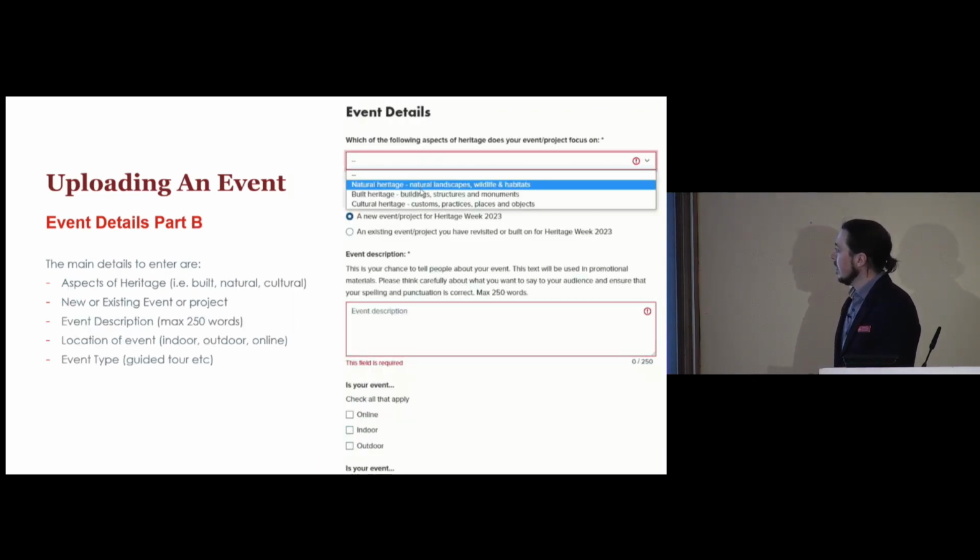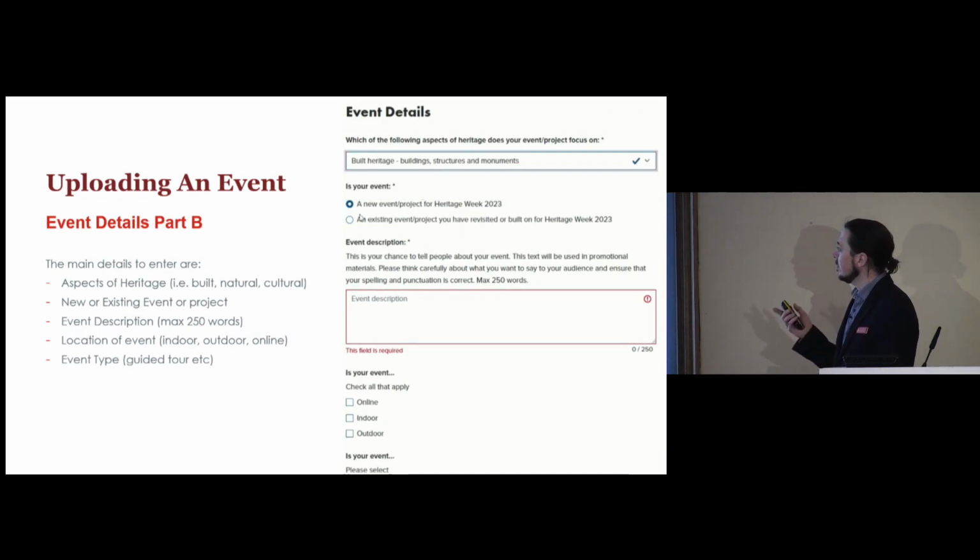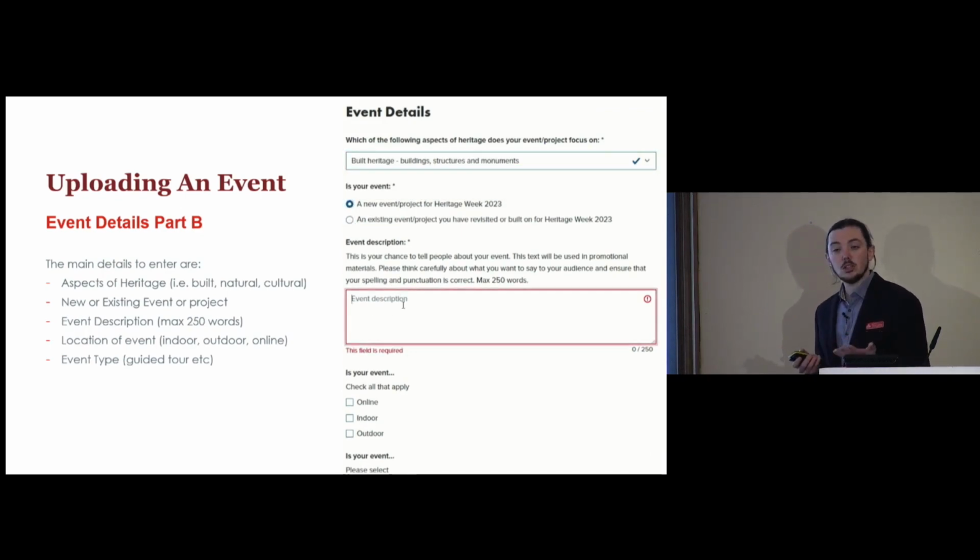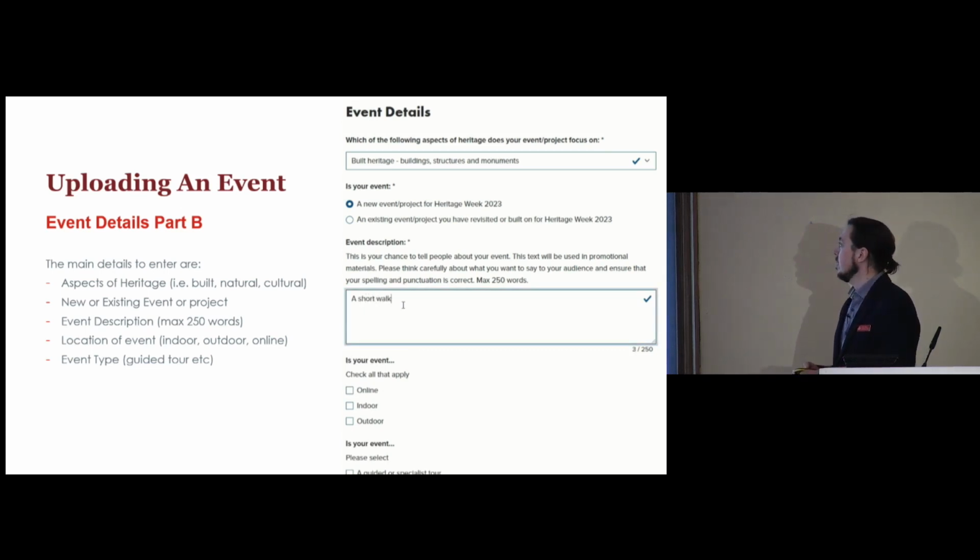Second part then, you're asked to select which aspect of heritage your event deals with. So it's built, cultural, or natural heritage. You're then asked if it's a new event or an existing ongoing project. So if you're running continuously, if you had it last year or the year before, you can select that.